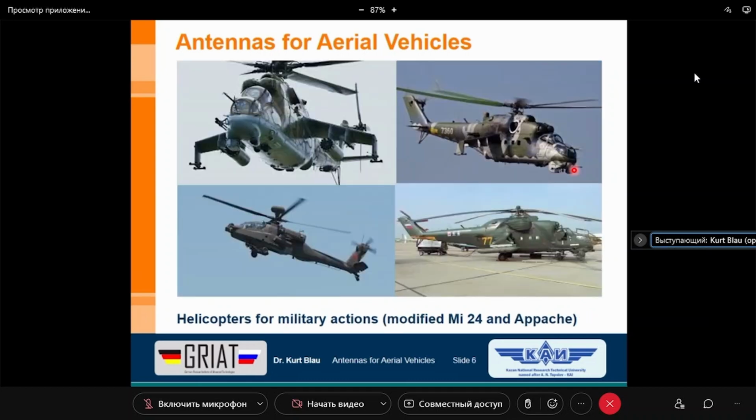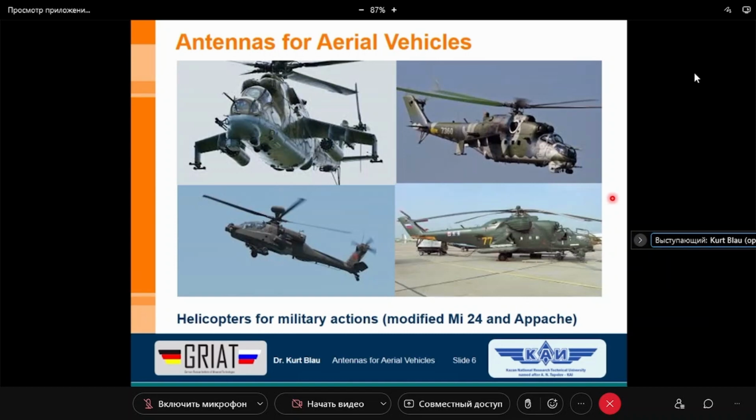Then another class of such aerial vehicles are the helicopters. Also here we can see the military application, in this case from Mil and the American Apache. And these helicopters also have a lot of different applications, not only military, also for transportation. For instance, transport of very large parts for the building industry, bridges, parts of bridges, and so on and so on.